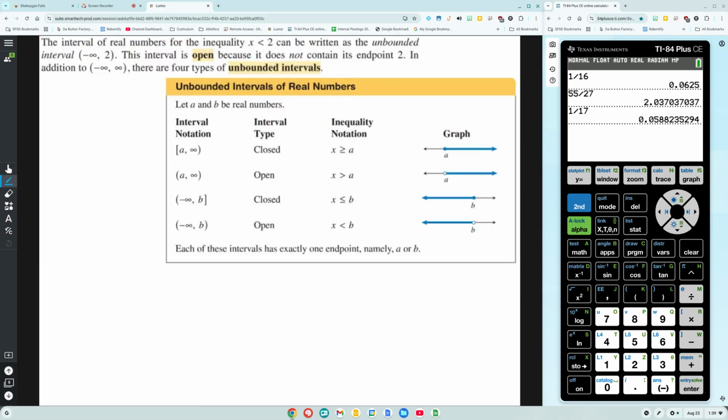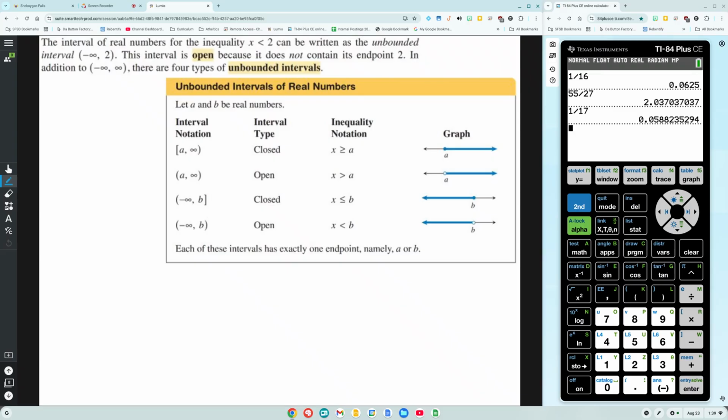And now if I'm not looking at an interval that's got a top and a bottom point, I could just be looking at a bottom or top point and going up. So the interval of real numbers for the inequality x is less than 2 can be written as the unbounded interval from negative infinity up to 2. This interval is open because it does not contain the endpoint 2.